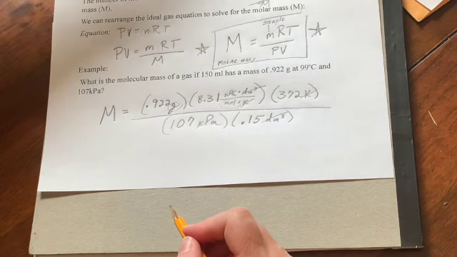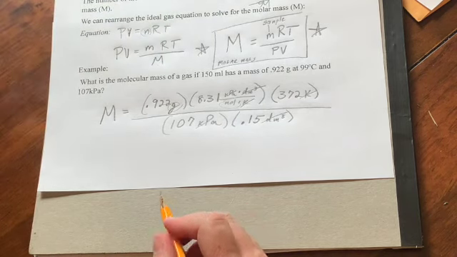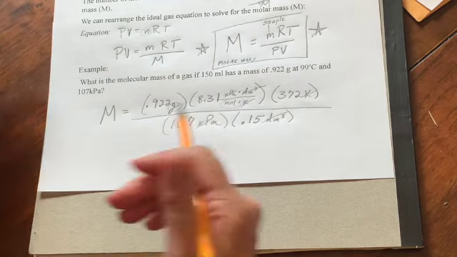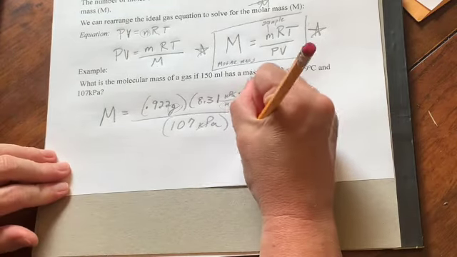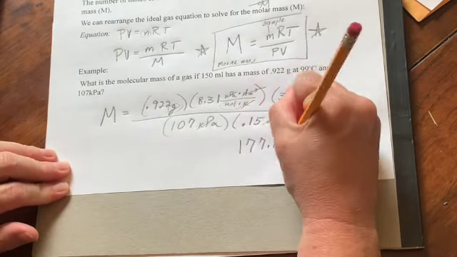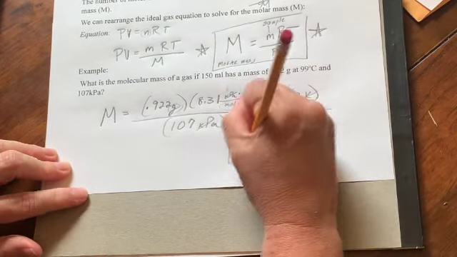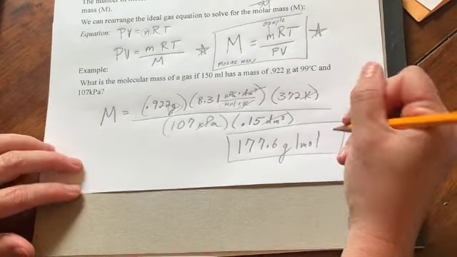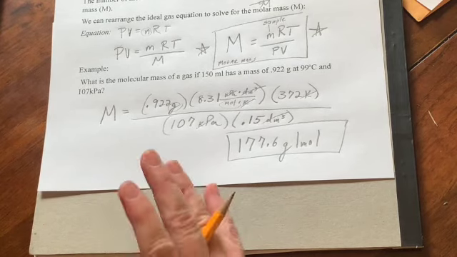We're going to put this into our calculator, and when you do, you get about 177.6 grams per mole. Remember, molar mass has to be a value over 1, so always check that as you go.